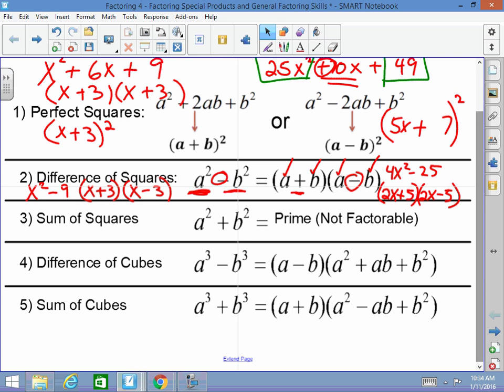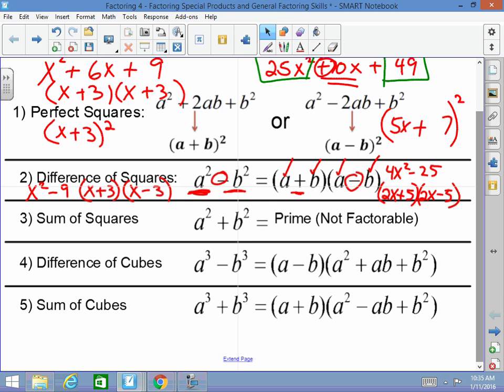Now, I put this one in because it does mess up a lot of people, and I don't want it to mess you guys up. It's called the sum of squares. The sum of squares, gentlemen, is prime. You cannot factor this. It's not factorable. When I have a perfect square plus another perfect square, it's prime. It's done. Why did I put it there? Because a lot of times people try to handle it like a difference of squares, and that's wrong. It's prime.